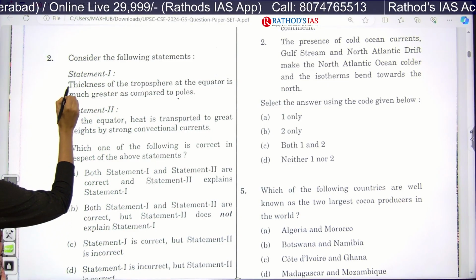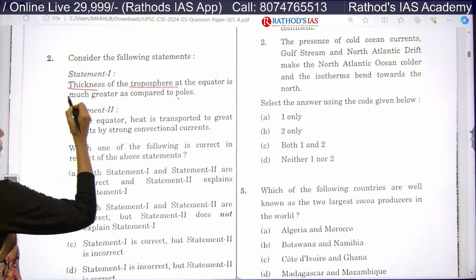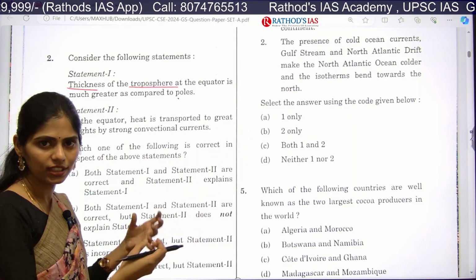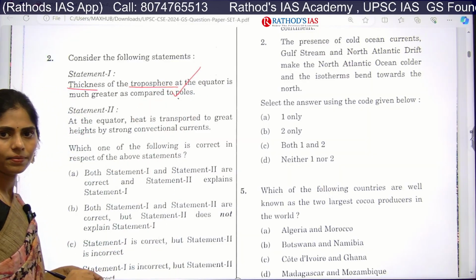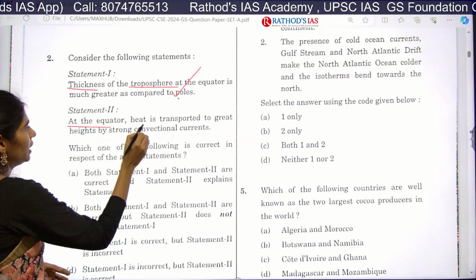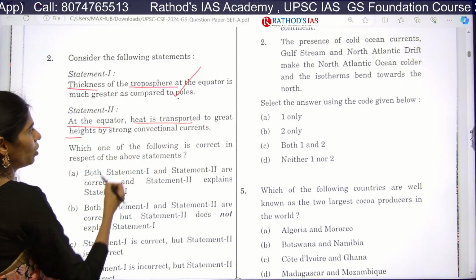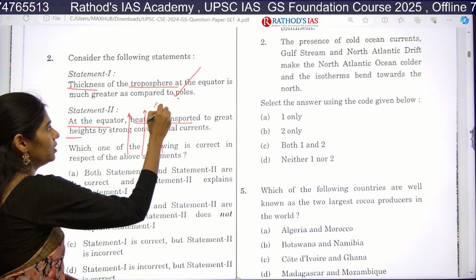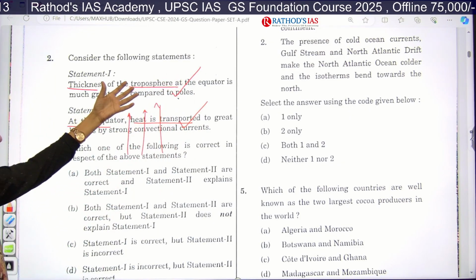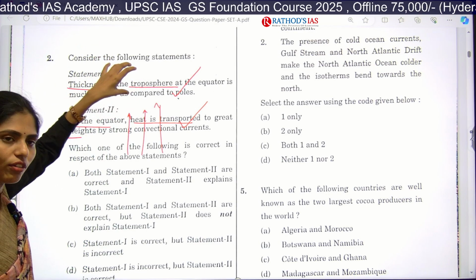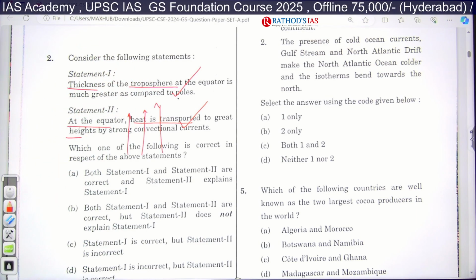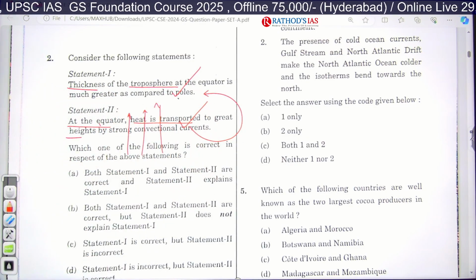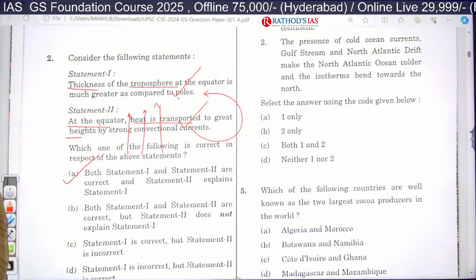So here, what is the correct answer? The first statement says that the thickness of the troposphere at the equator is much greater compared to that of the poles. If you see the diagram that I drew just now, this statement is correct. The next one is: at the equator, heat is transported to great heights by strong convectional currents. The air is moving up, so this is also correct. Because of that only, we can see the thickness of the troposphere is high at the equator. Both these statements are correct, and the second statement is the correct explanation of the first statement. So A is the correct answer.